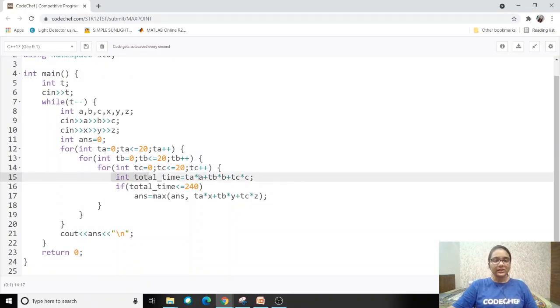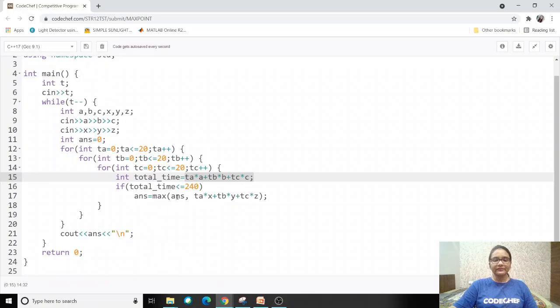Now what will the total time be? The total time will be the number of problems that we have picked, that is TA for the first category, and each problem of that category takes A minutes to solve, right? So that is why TA into A. Similarly, plus TB into B for the second category, and for the third category TC into C. So this will give us the total time in any particular situation. Now if the total time is less than or equal to 240, then it is valid, and we can consider it as our answer.